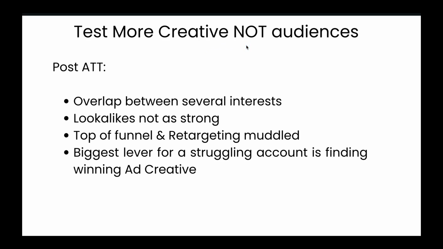There's a ton of overlap now between all these interests, especially post ATT, Apple's iOS changes, where you're losing all that data, so Facebook doesn't know who to target. So there's a lot of overlap. Lookalikes aren't as strong anymore. There's even overlap between your top of funnel and the retargeting. So the biggest lever you can pull for an account that's struggling is to find winning ad creative and focus on that first, and once you have that dialed in, then you can try to squeeze out some more efficiency with the audiences.